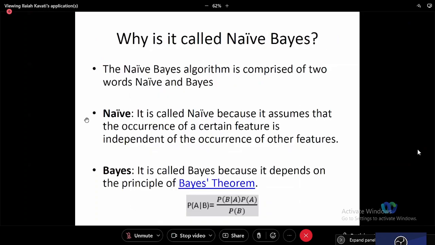So why is it called naive Bayes? The naive Bayes algorithm is comprised of two terms, naive and Bayes. It is called naive because it assumes that the occurrence of a certain feature is independent of the occurrence of other features. So there is less correlation between the independent parameters. If the correlation is very high, they are very similar.